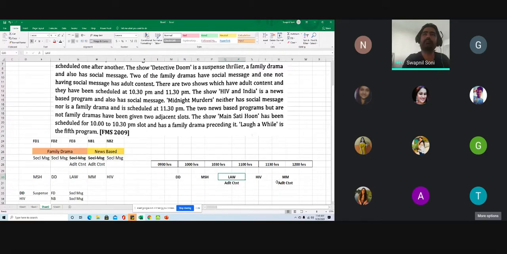Now, the other thing you can simply put at 11:30, since there's an adult content program there. There's just one left, which is adult content, which is a news-based program, MM. So it comes at 11:30. HIV in India comes at 7.